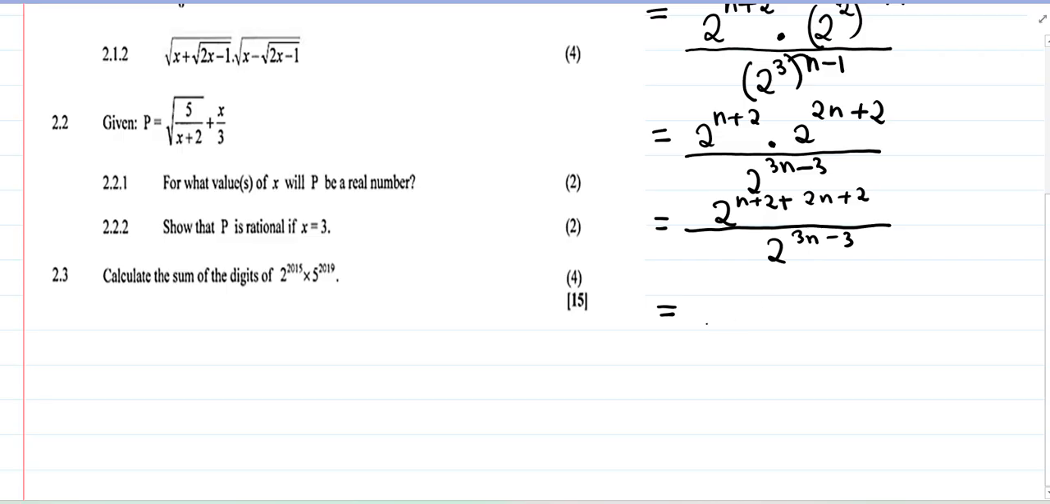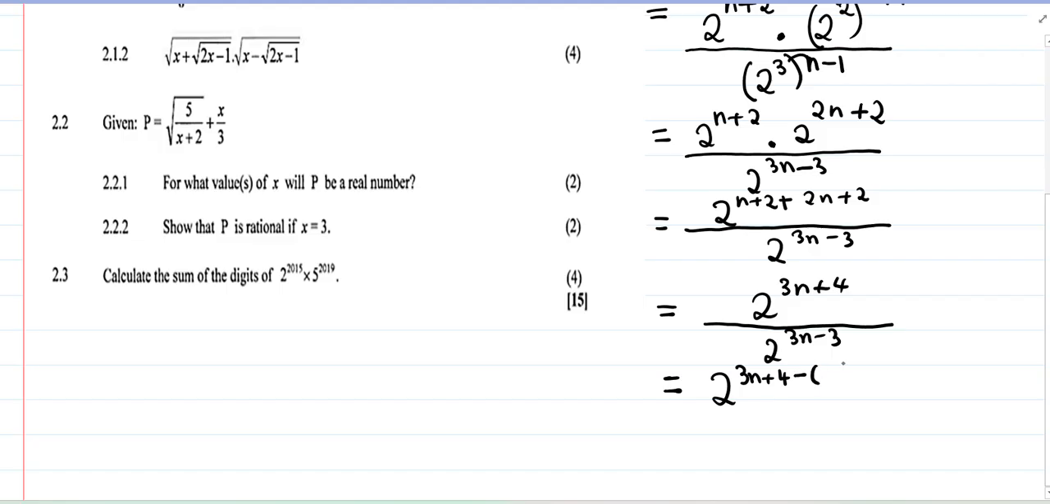From here, we just add the like terms. 2 to the power of what? n plus 2n is 3n. 2 plus 2 is 4. Underneath here, we have 2 to the power of 3n minus 3. Again, there is something that I see. The bases are the same. We have division. The law of exponents says when bases are the same with division, we subtract the exponents. But how do you subtract the exponents? The upper exponent subtract the lower exponent.